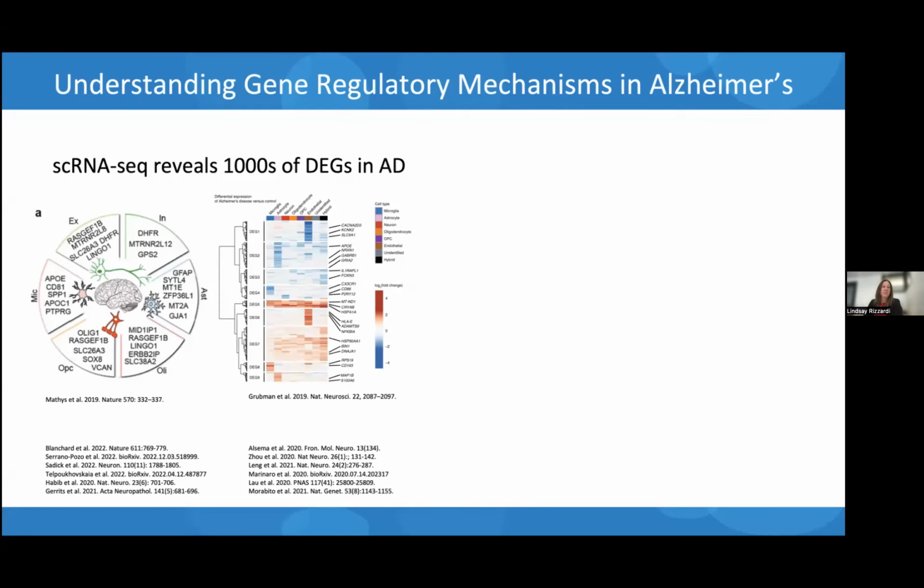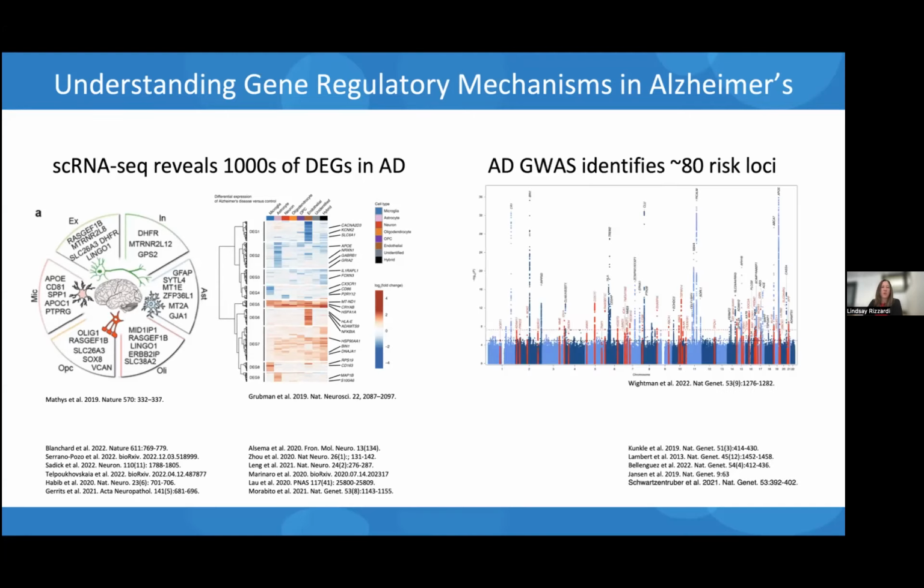So the goal of this project is really to understand gene regulatory mechanisms in Alzheimer's disease. And as most of you are probably aware, there's been an explosion in single cell genomics recently, specifically in single cell RNA-seq. And a lot of work has been done in this area, specifically on Alzheimer's disease. You can just see from some of the publications, which I've tried to list here, this is probably not all of them, but a lot of work has gone into identifying differentially expressed genes in specific cell types that are relevant for Alzheimer's disease. A few of the examples are shown here.